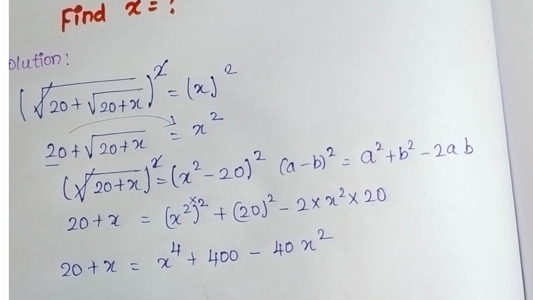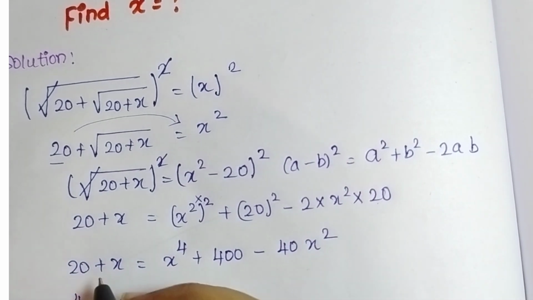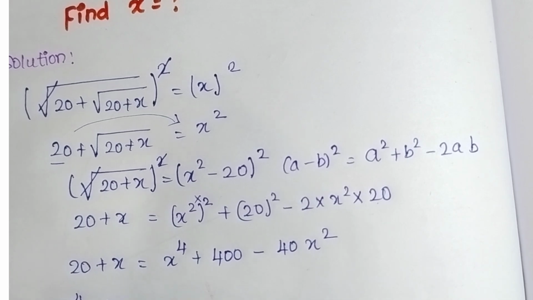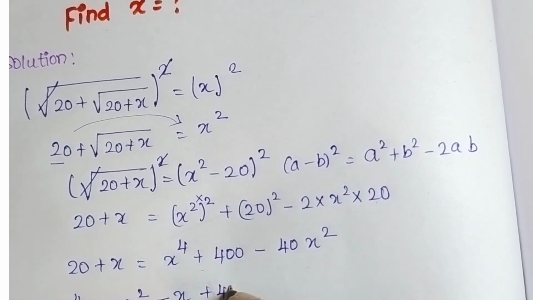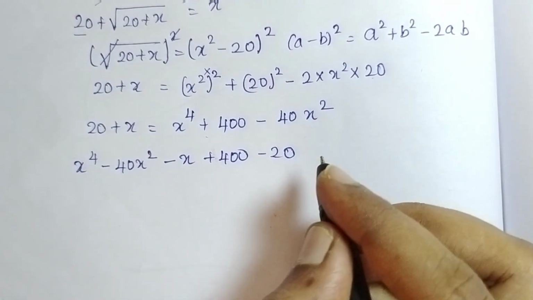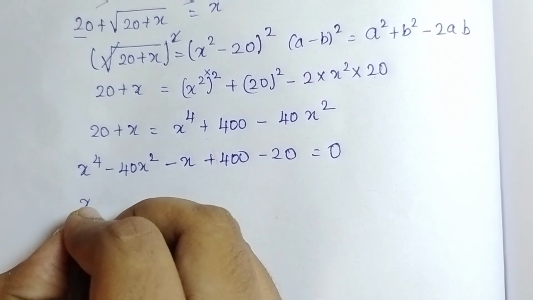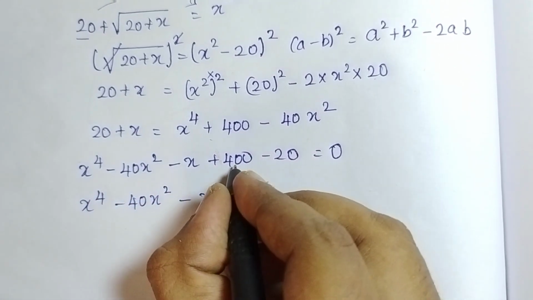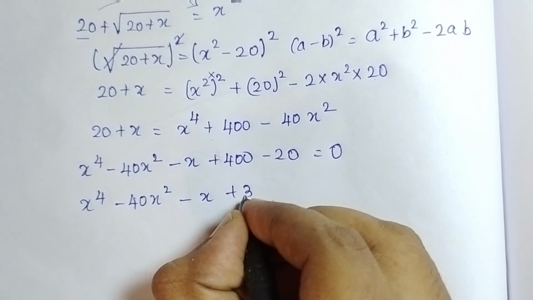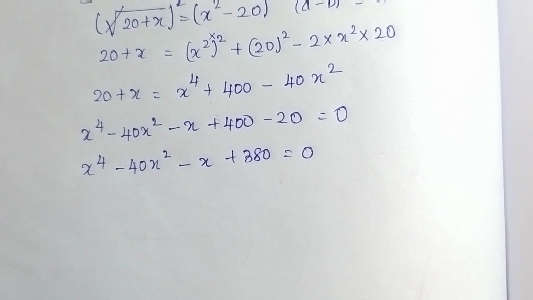So I am going to shift this term towards the left side and also arrange as per the power. x power 4 minus 40x square minus x plus 400 minus 20 is equal to 0. So now this becomes x power 4 minus 40x square minus x plus 380 is equal to 0. Now I am going to solve this equation by synthetic division.